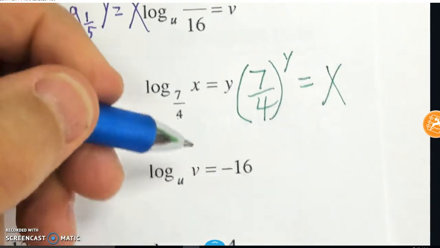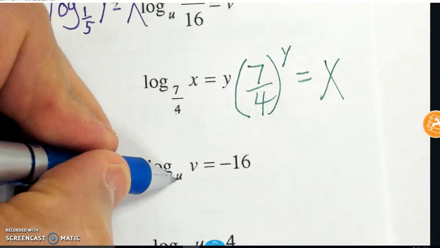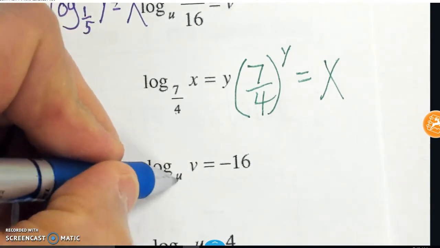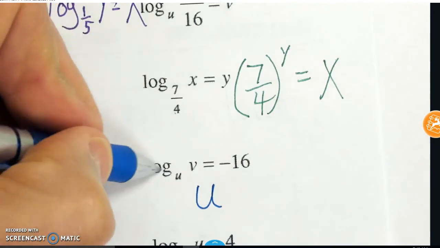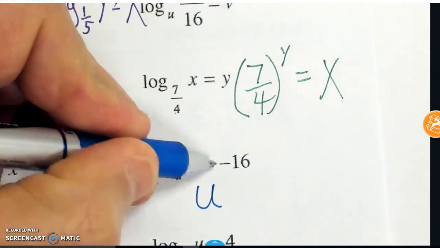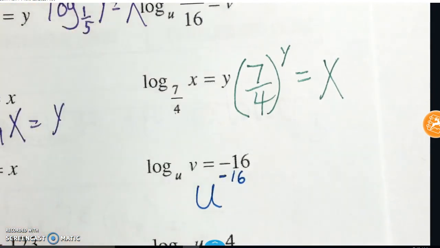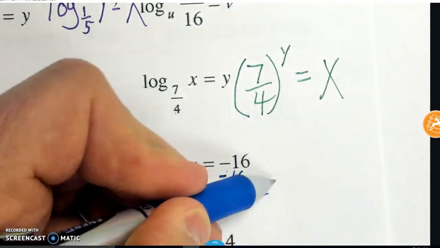So let's do one more, and I'll let you do the rest. This is log base u of v equals -16. So what this is saying is our base of u, I'm going to write the base of u, has a log is asking you what's the exponent. Well, the exponent's -16, so just write -16 in the exponent position. And the base to that exponent will equal v.